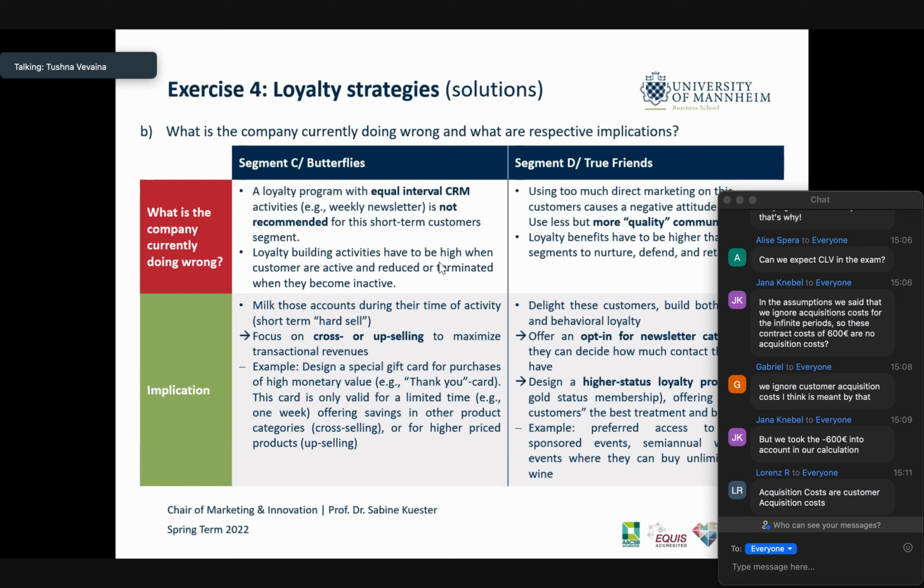And this is how we use loyalty strategies: segregate customers into these 4 segments, and then find ways to retain them. Any doubts regarding this question?